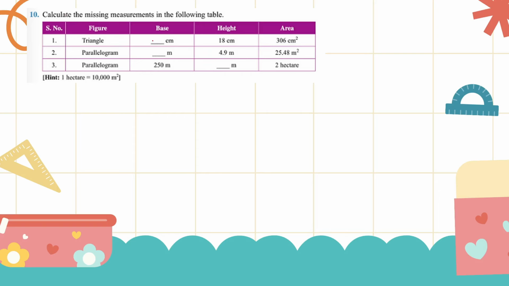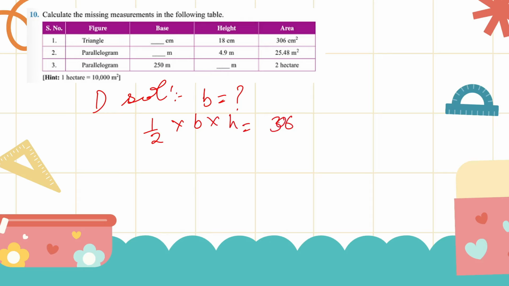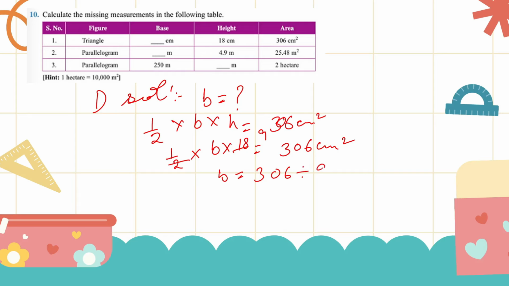Now our 10th sum is here. Calculate the missing measurement in the following table. We will find it like first sum first, then second, then third. So first I am going to do the first solution. What is given? Here the base is missing. Height and area are given, and we know that area of triangle is half into base into height. That is given, 306 centimeter square, and height is also given. We will put in the height also. If we put it like this, we can cut it with 9, and the base is 306 divided by 9.